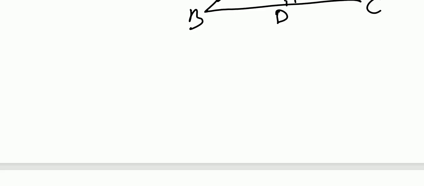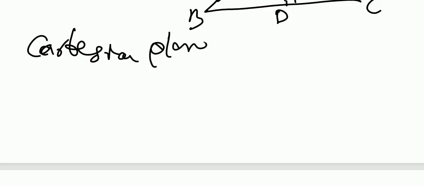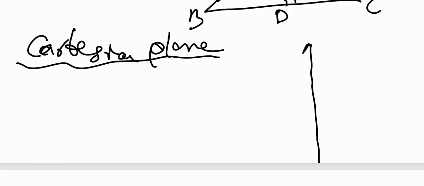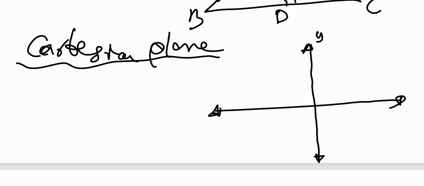Now, let's get straight into analytical geometry. We are going to use a Cartesian plane. In analytical geometry, we will be focusing on this in most cases. A Cartesian plane is something like this. You have seen it before. You have an x and a y axis. This is your y axis, this is your x axis. This is what we call a Cartesian plane.